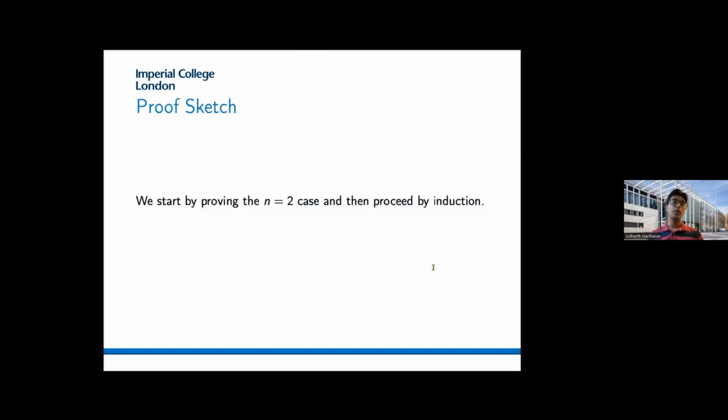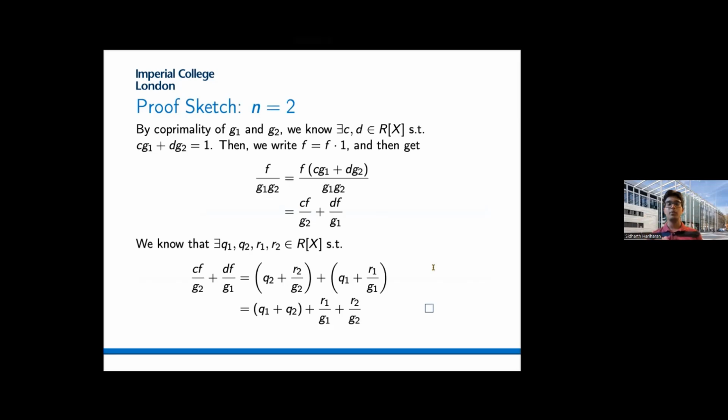So the way that we're going to approach this is by proving the case for two denominators and then proceeding by induction. And we'll see why the two denominators case is important. If we've got two denominators, G1 and G2, then we know that these two are coprime, and therefore we can apply that Bézout's lemma definition of coprimality to write this. And then we write F equals F times 1. And indeed, these are actually explicit lines in the Lean file.